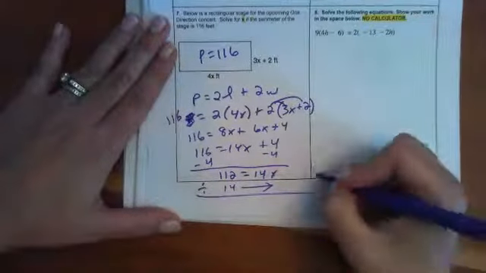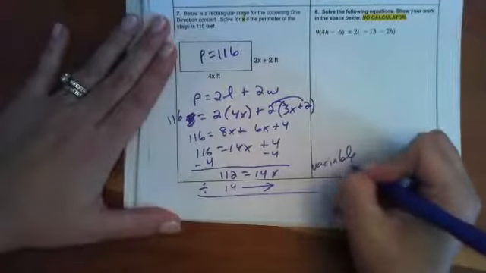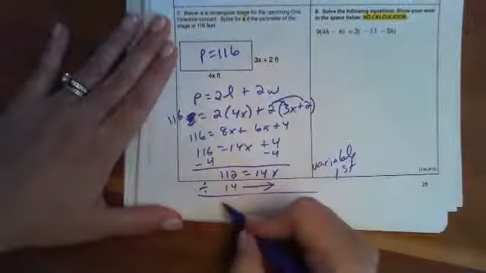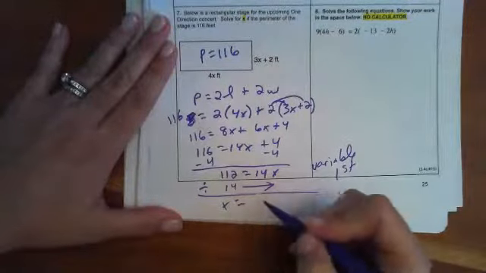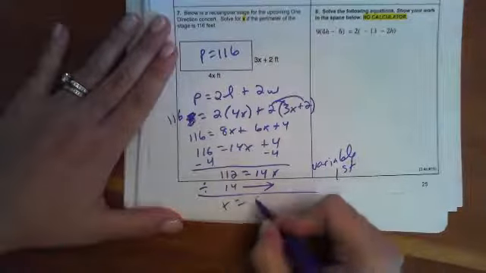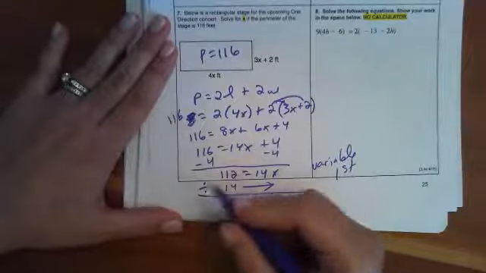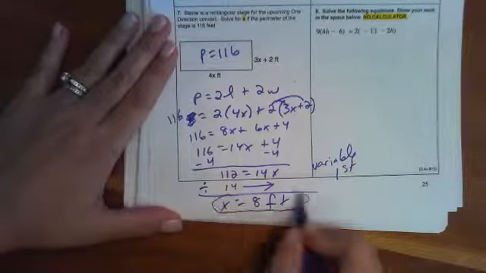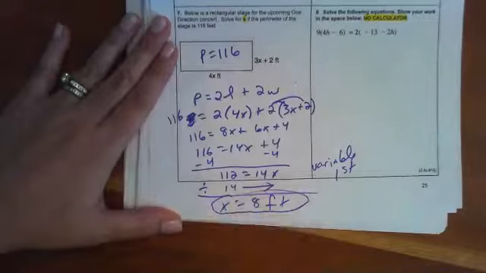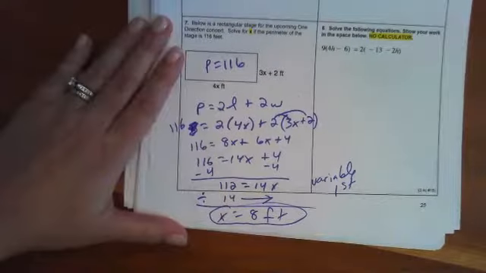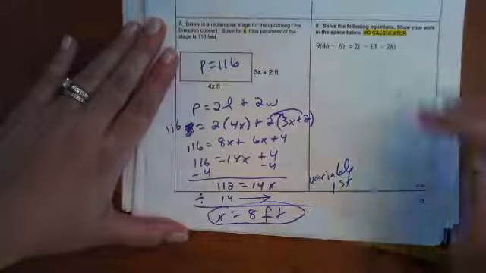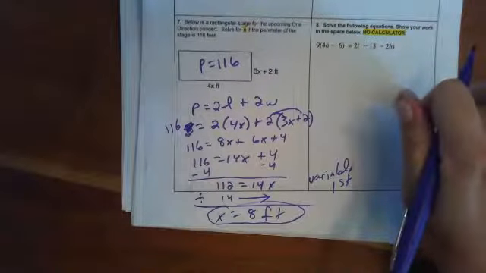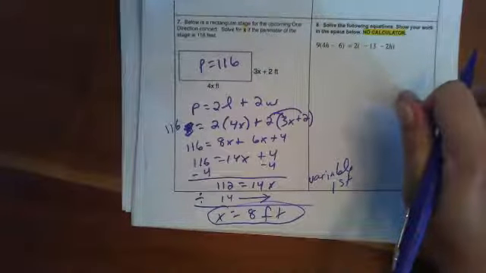Variable always first, okay? Remember that, variable first, okay? So I'm going to put it over here. X equals, what's 112 divided by 14? Let's see, that's 8, I think. Let's see, 32. Yep. X equals 8 feet, okay? Don't forget your labels, and don't forget to put your variable first, okay?